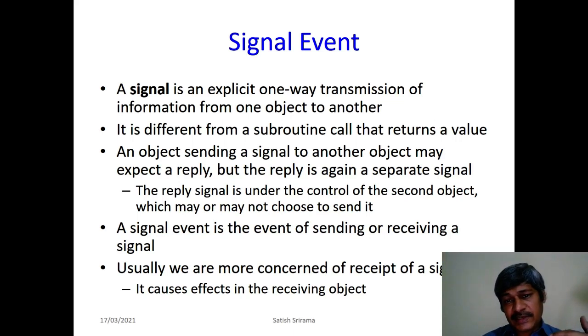A signal is an explicit one-way transmission of information from one object to another. So there are two objects existing, and it's an explicit one-way transmission of some information from one object to the other. It's different from, say, a method or a subroutine being called from one method to the other, from one object to the other, where one method of object one is calling some other method of another object. We should not be thinking like that.